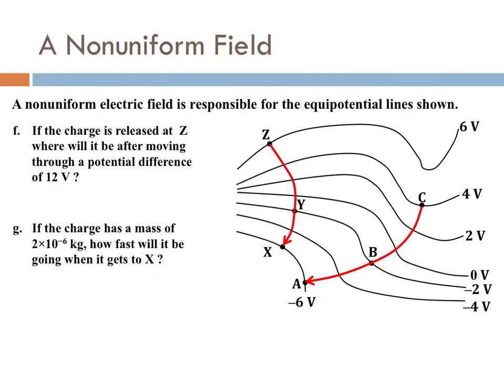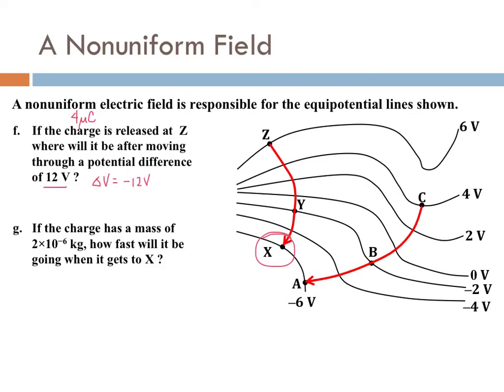Here we're asked, if the charge is released, and we're talking about that 4 microcoulomb charge, released at Z, where will it be after moving through a potential difference of 12 volts? So our potential difference of 12 volts is going to get us to position X. Now you might say that our potential difference would actually be a negative value, but all we're really concerned with is the difference between. So this is still okay.